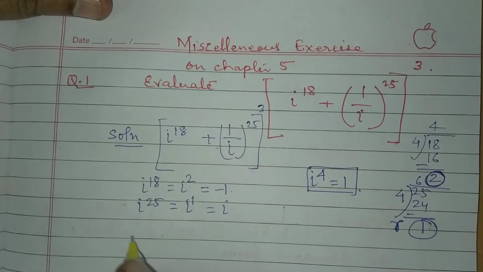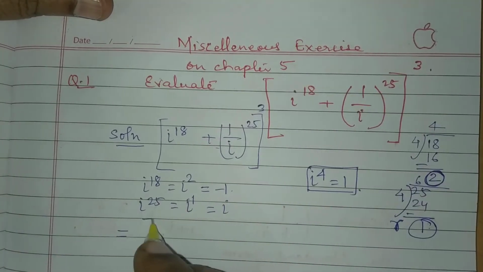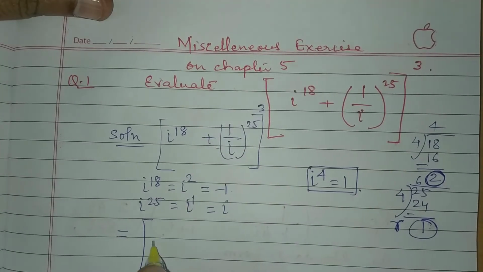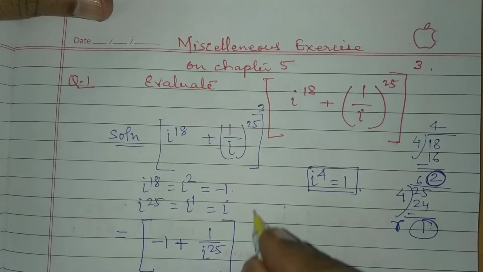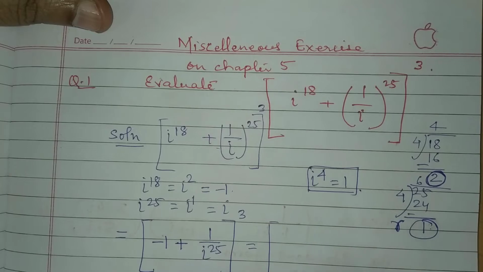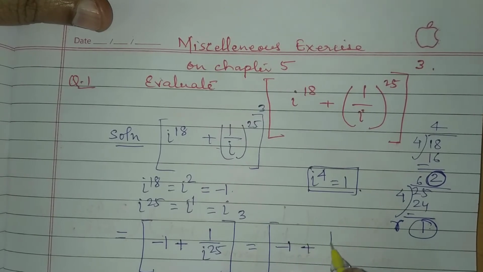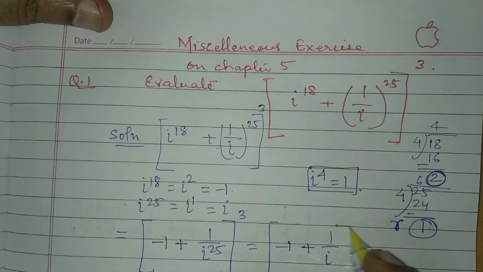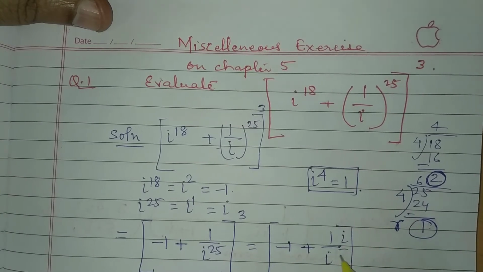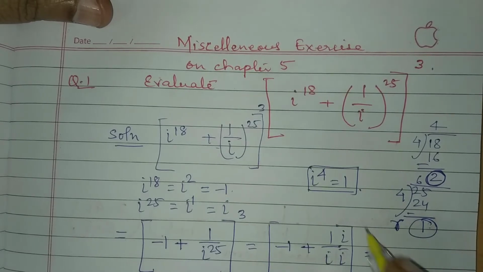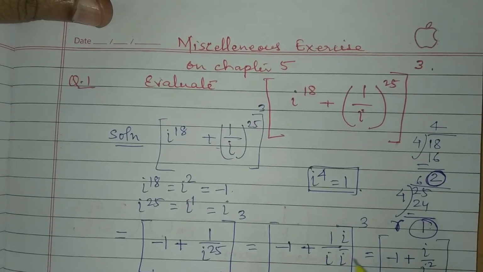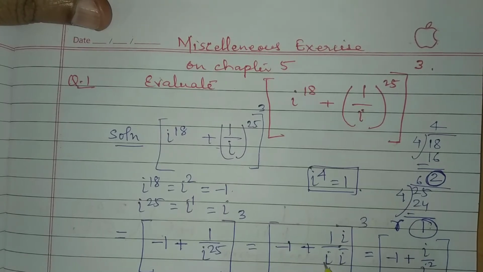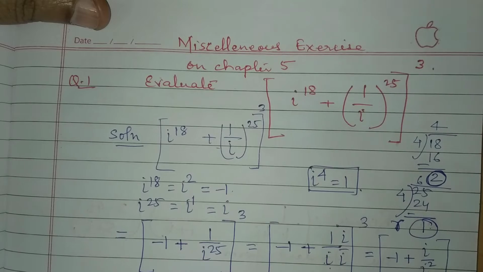So this is i. So now we can write this whole thing. This is minus 1 plus 1 by i to the power 25 whole to the power 3. So then this can be written as minus 1 plus 1 by i. And as you know that if you will rationalize it, i, so here power is 3. So it is minus 1 plus i divided by i square. You have to rationalize i, so you will multiply by i, and i square is equal to minus 1.